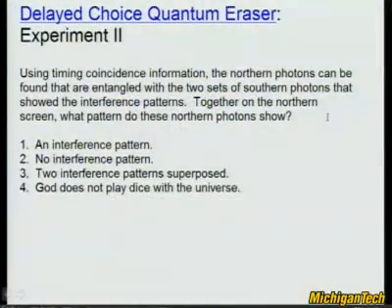So let's pick out those northern photons that are entangled with the southern photons. We know that altogether the northern photons are not showing an interference pattern. But let's pick out the ones from the south that are showing the interference pattern. What do those show in the north? Do they show an interference pattern? Do they show no interference pattern? Do they show two interference patterns superposed? Or does God not play dice with the universe?